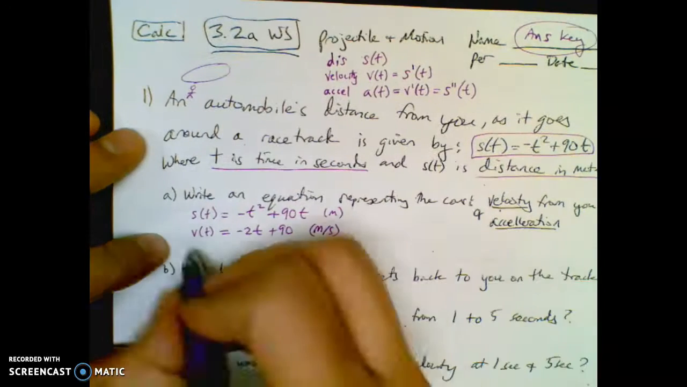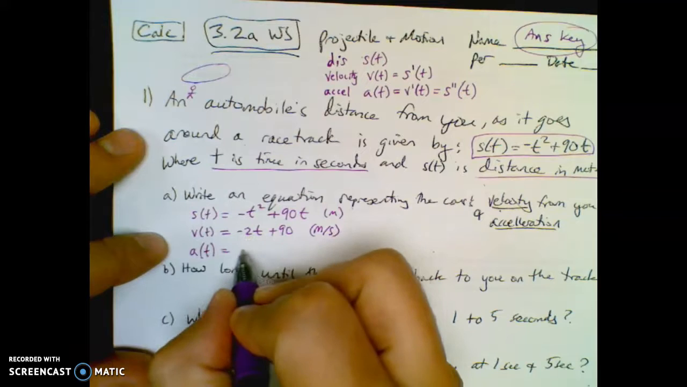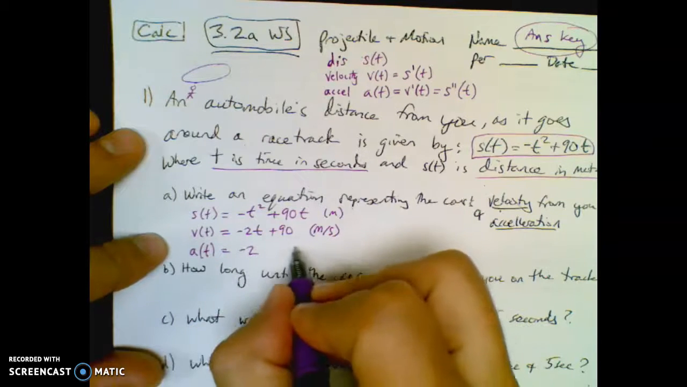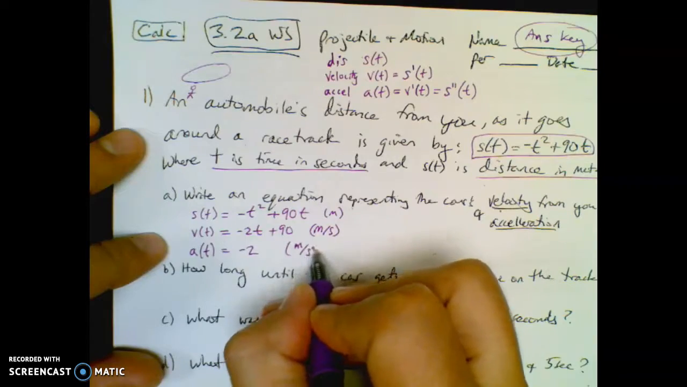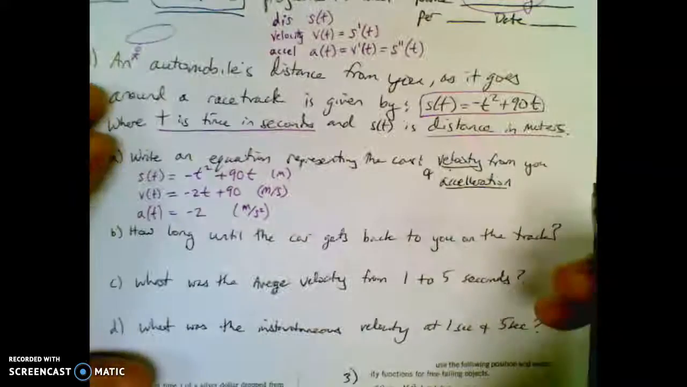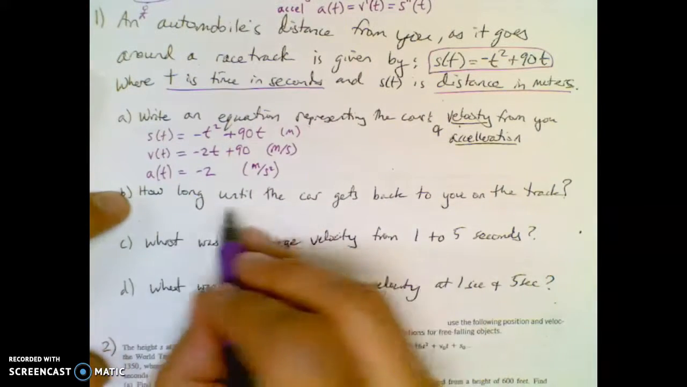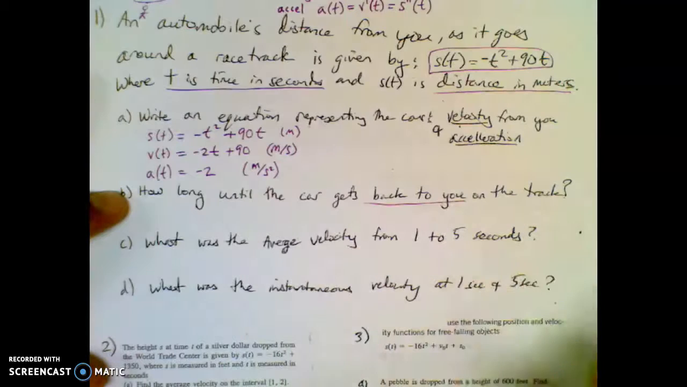Now, acceleration is the derivative of that. So what's the derivative of this? Just negative 2. And the units on acceleration for this case is meters per second squared. I didn't ask you to put those on, but I like them there because it's going to help in my next question. How long until the car gets back to you on the track?